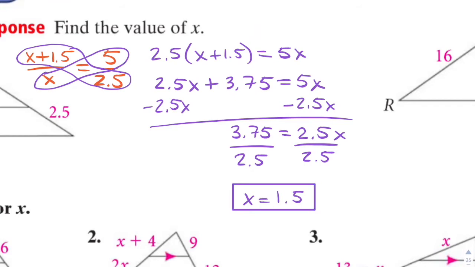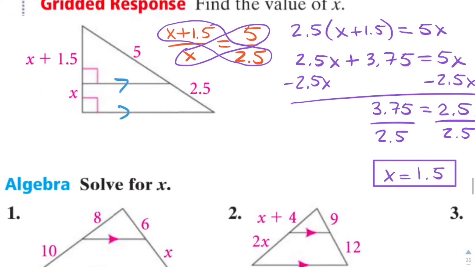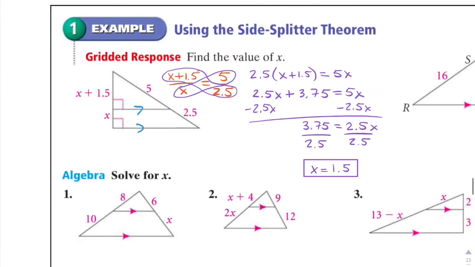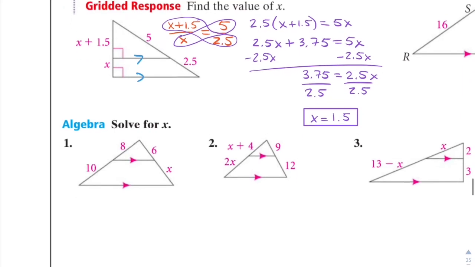And there we are. If we go back, think about 2.5 is half of 5, and 1.5 is half of 3. 1.5 plus 1.5 is 3. So that worked out really well. And that's the way that should be.